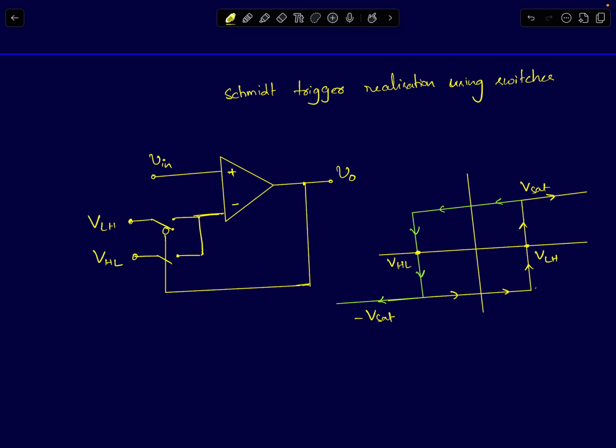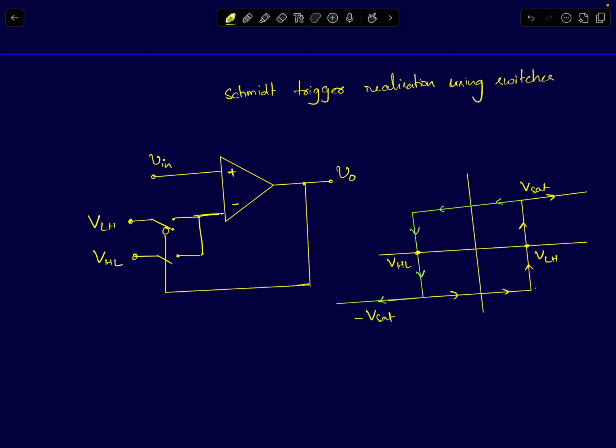If you guys recall, I said the whole idea behind a Schmitt trigger is that the low to high and high to low threshold voltages should be different. Okay, it's true for both symmetric and asymmetric. In symmetric it will be the negative of that, in asymmetric it need not be negative. Okay, it will be some other voltage. So the thing is that they both have to be different.